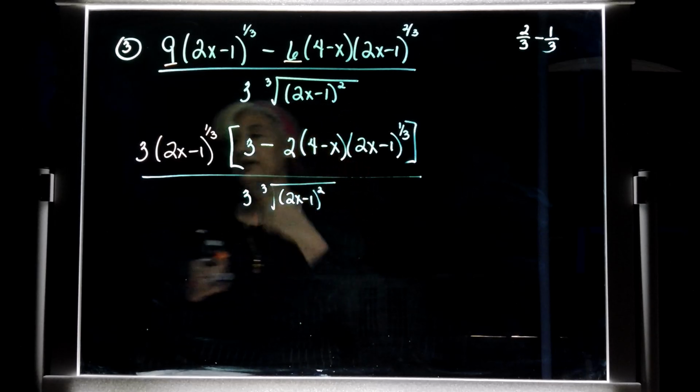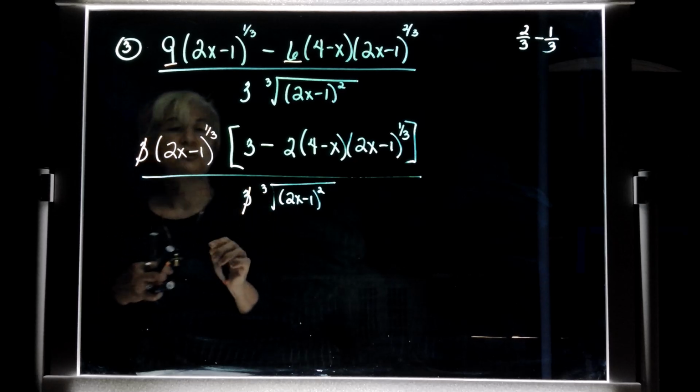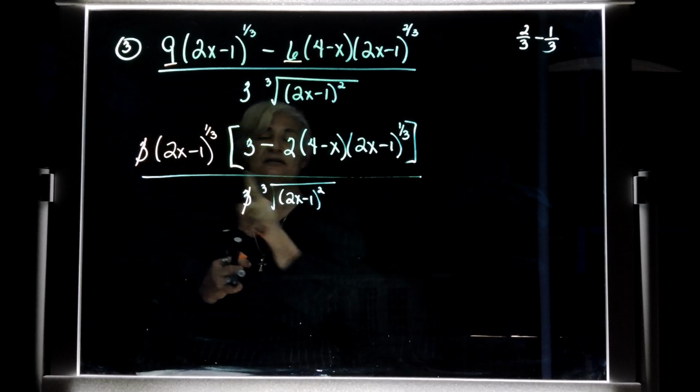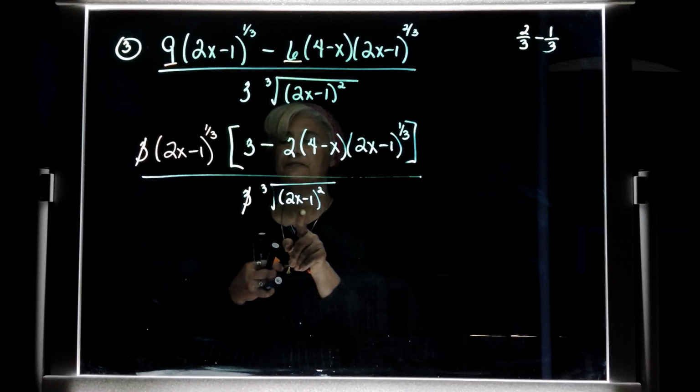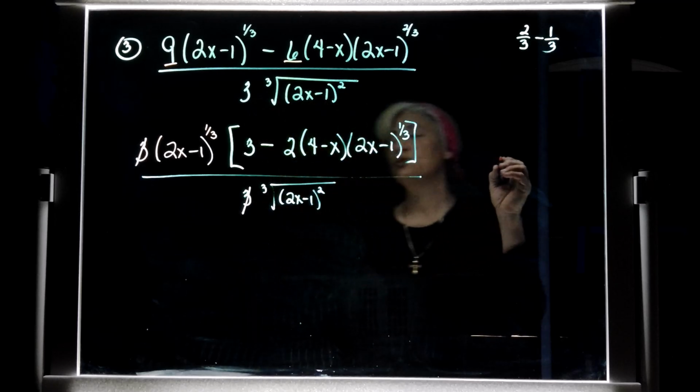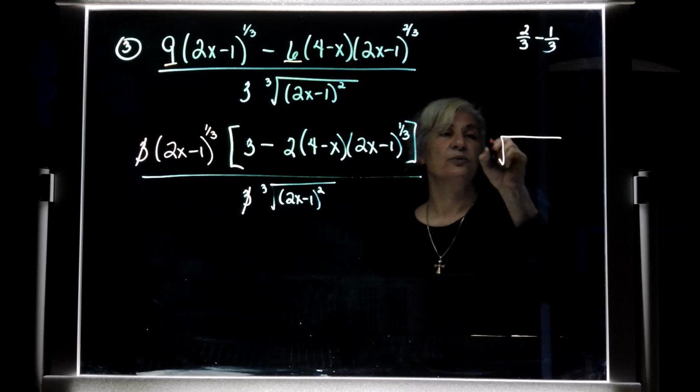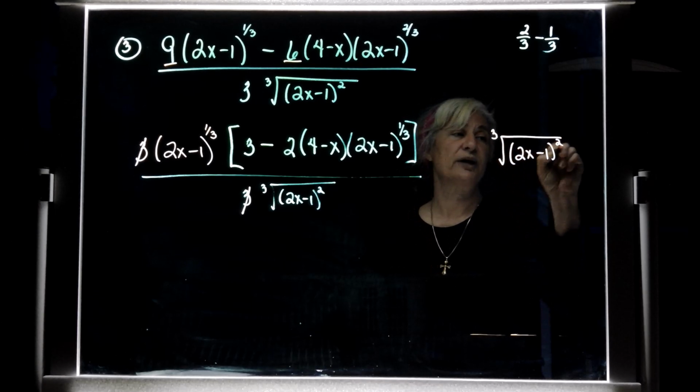The 3's are going to drop. Excellent. Bye-bye. You're like, but I don't know what to do with this and the denominator. So let me sidetrack you a second. In our denominator, we have the cubed root of the quantity 2x minus 1 squared.